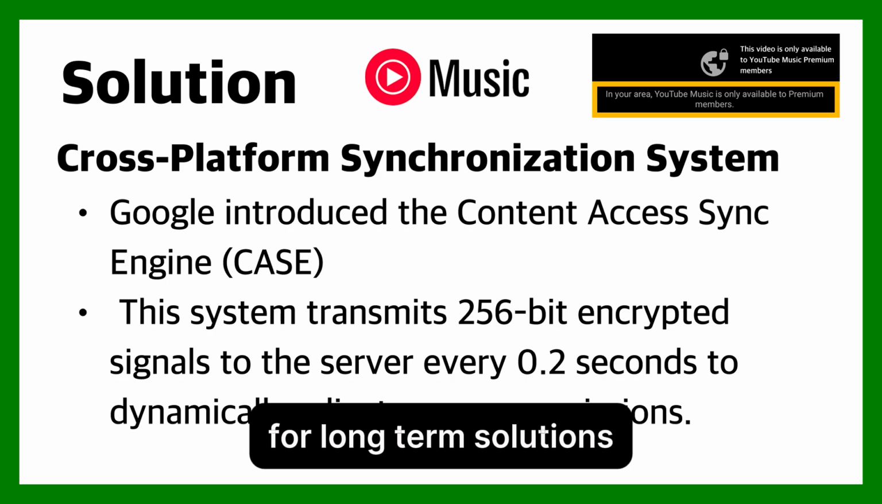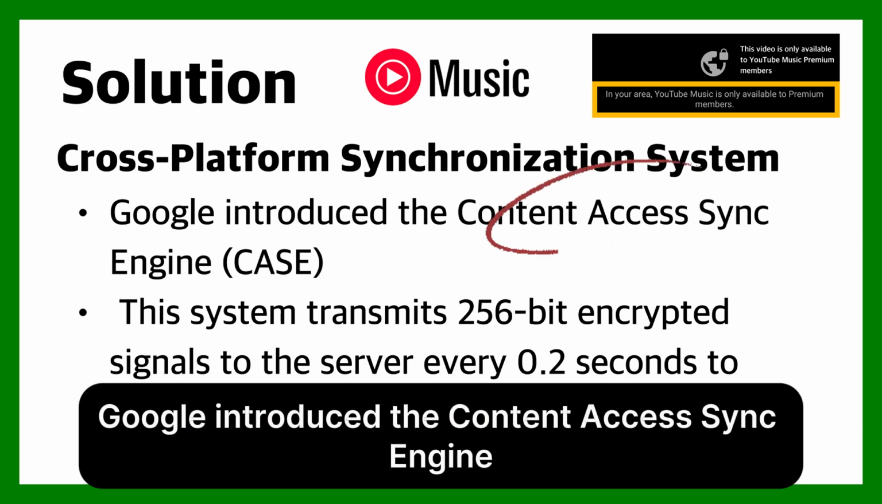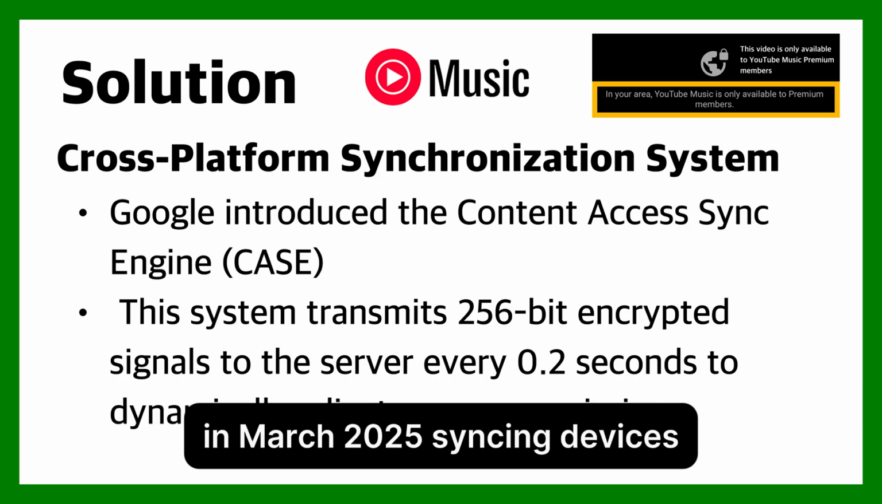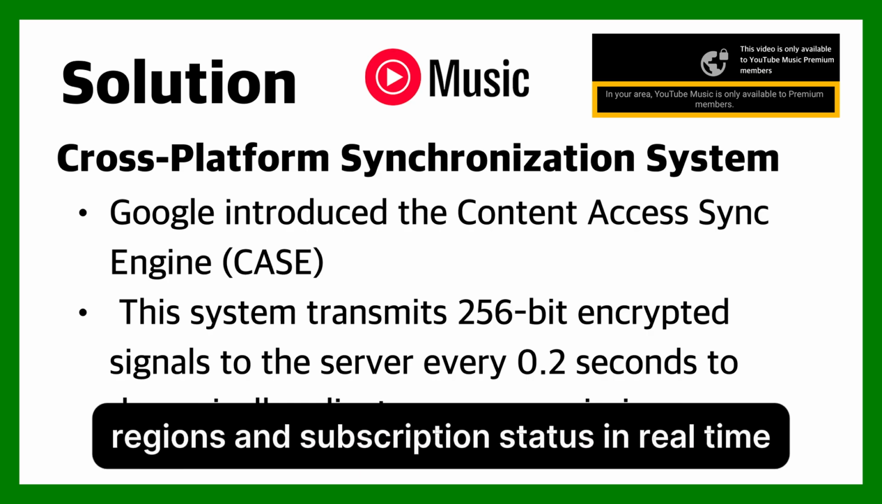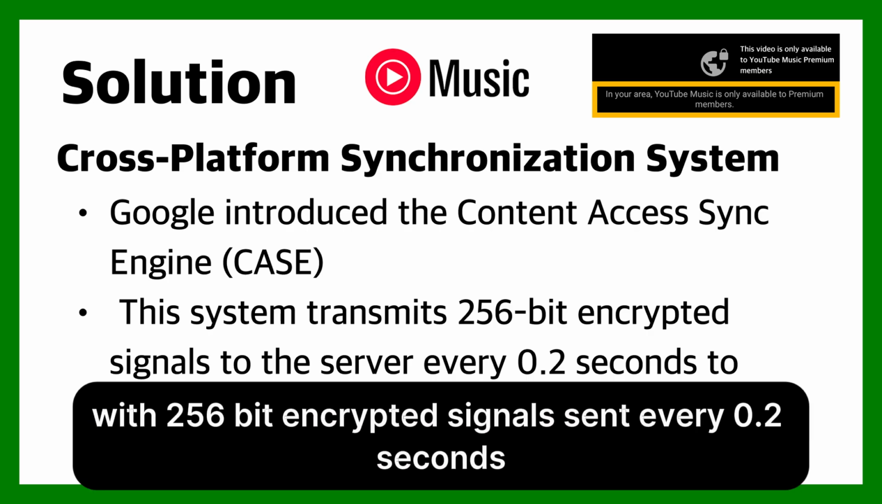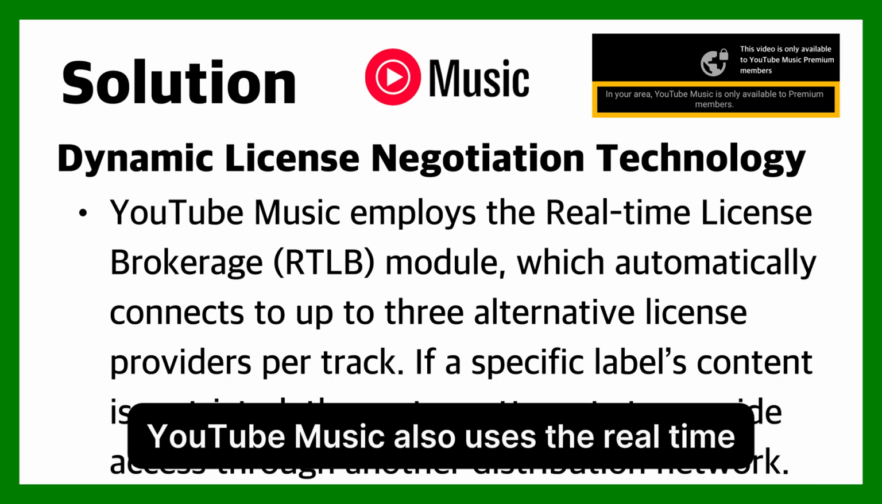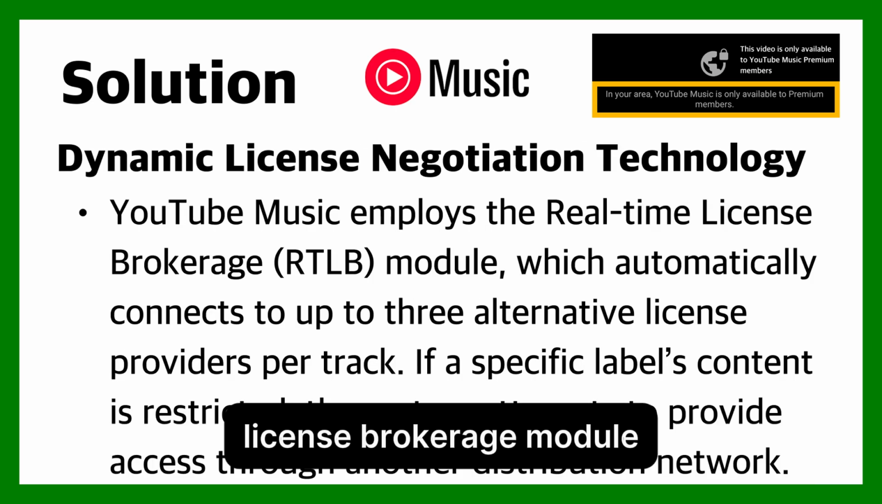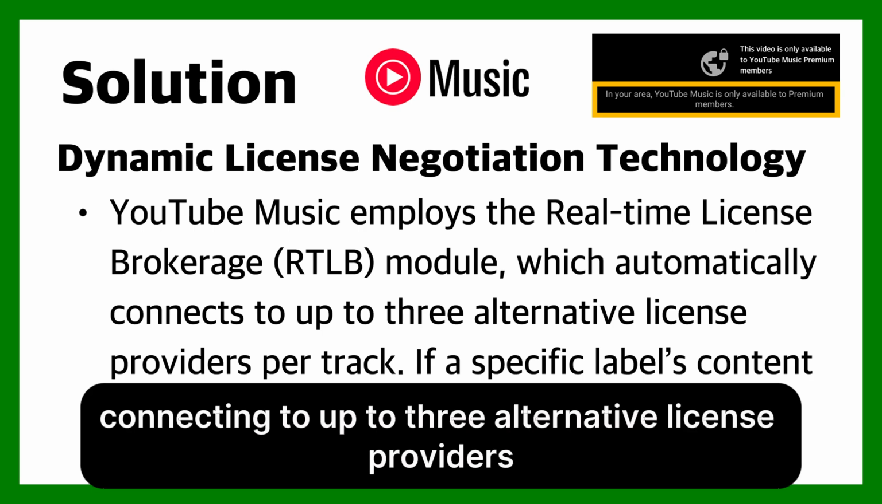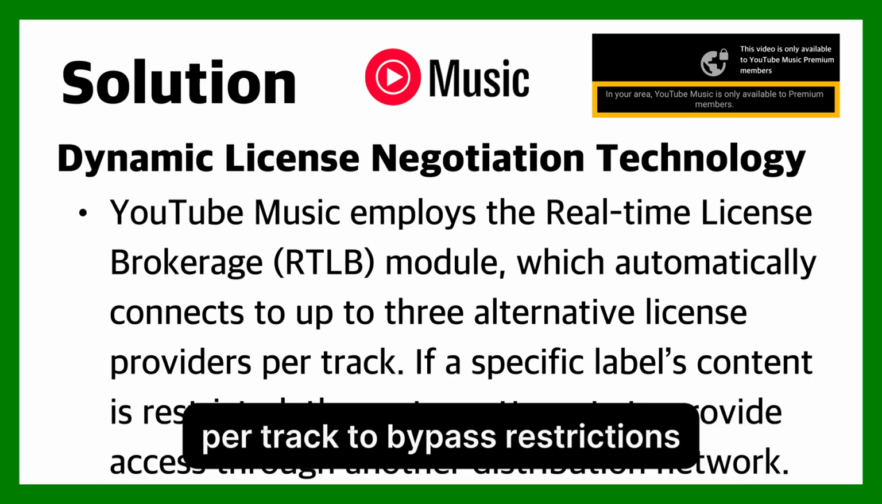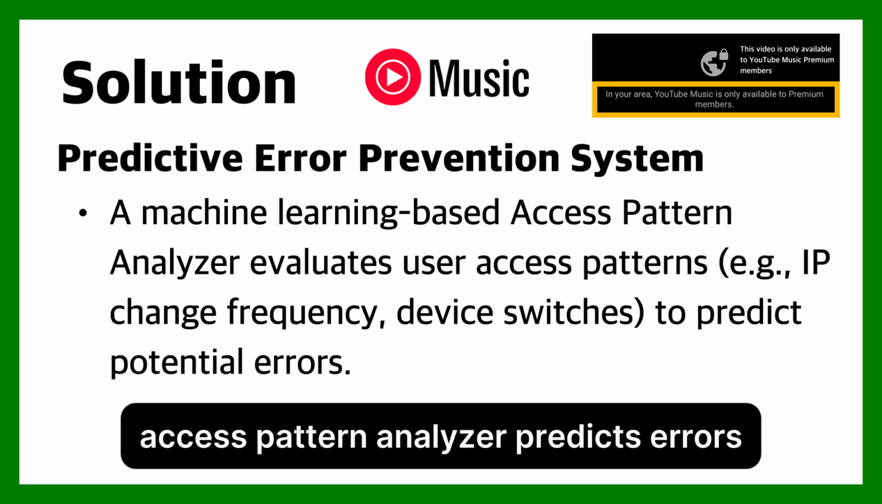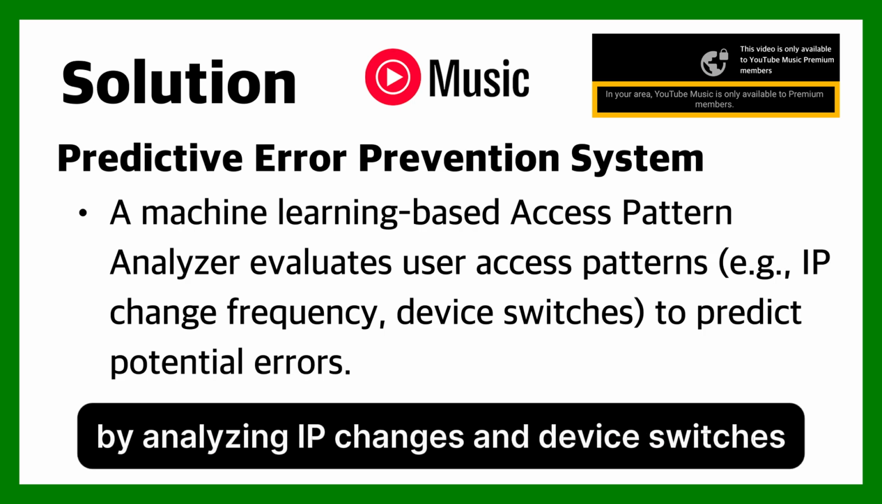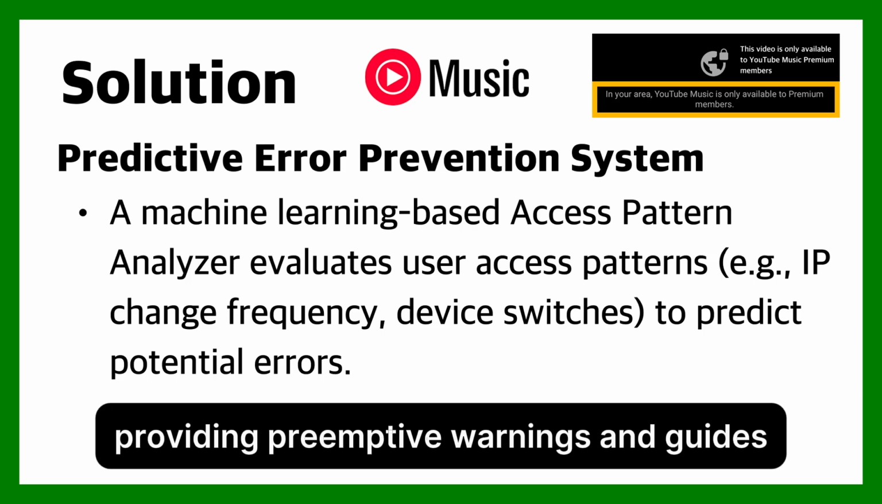For long-term solutions, Google introduced the Content Access Sync engine in March 2025, syncing devices, regions, and subscription status in real time with 256-bit encrypted signals sent every 0.2 seconds. YouTube Music also uses the real-time license brokerage module, connecting to up to 3 alternative license providers per track to bypass restrictions.